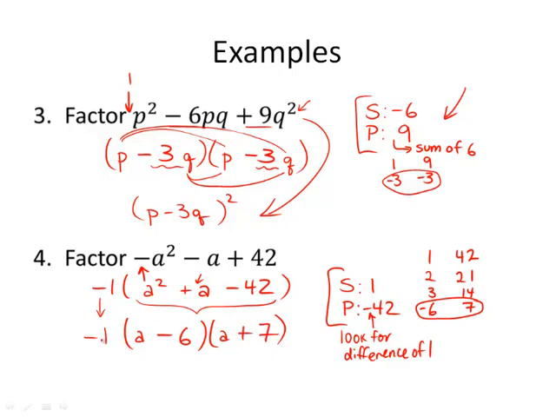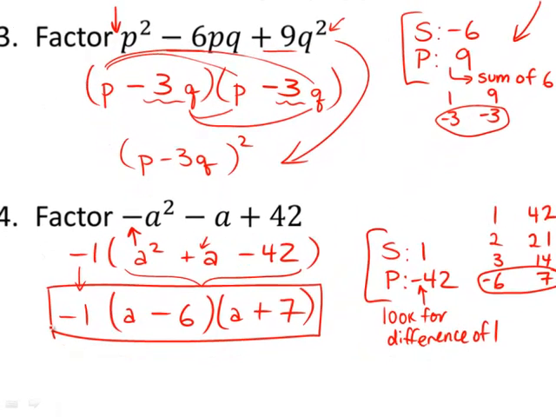You can check your work. Remember, you can only multiply out 2 at a time, so you could multiply these out, see if that equals that, then multiply the -1 in. So here we have our completely factored form.